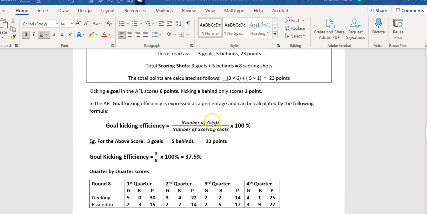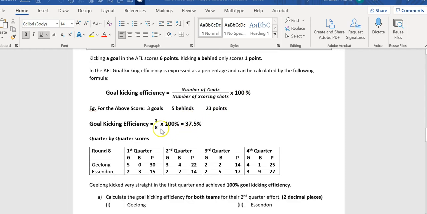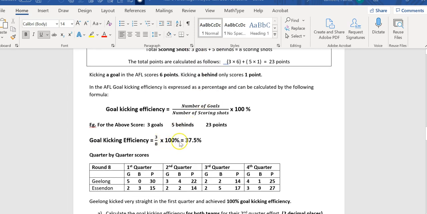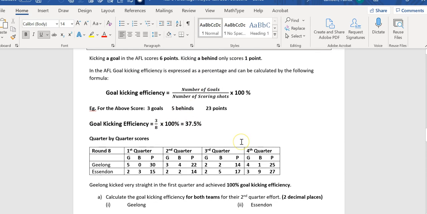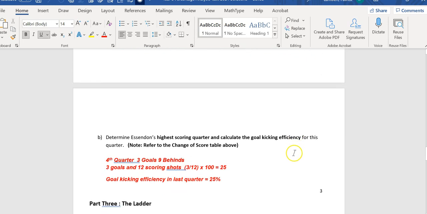So the number of goals you scored over the number of scoring shots multiplied by 100. In this instance it was 3, there's your 3 goals over the 8 total shots, and it was 37.5%. So you can go through and see the total number of goals that were scored as against the scoring shots, and the same here. This one was fairly easy because 2 goals, 2, 4 shots, it's half, 50%.